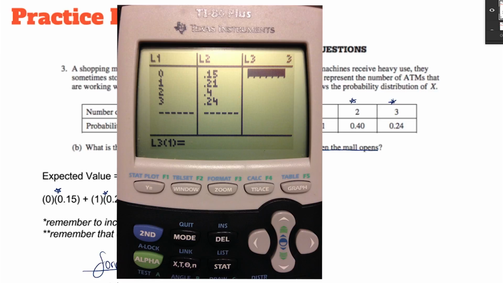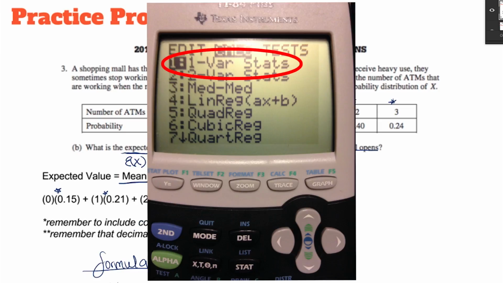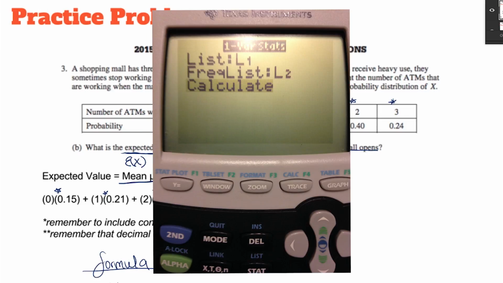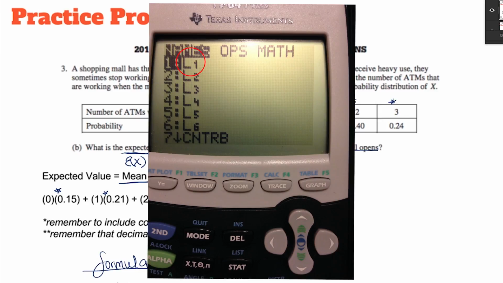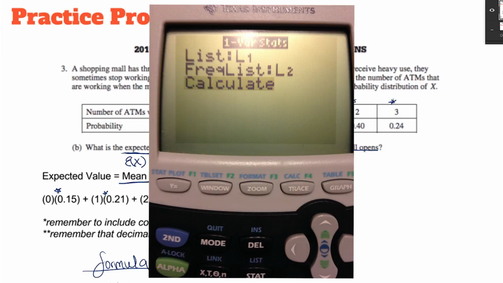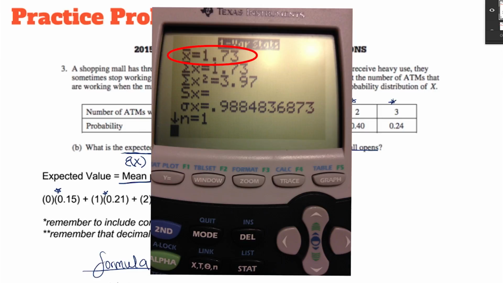Then we press Stat again, and instead of under Edit this time, we go under Calc and press 1-Var Stats, and then List, this is our list of outcomes. We select list 1 by pressing 2nd Stat, which takes us to the lists, and then select L1. For the frequency list, we select L2, which is list 2, and then press Calculate, and the number all the way at the top is our expected value. One-variable stats actually gives us a lot more than just the expected value. It gives you the variance, standard deviation, and even the 5-number summary if you scroll down.